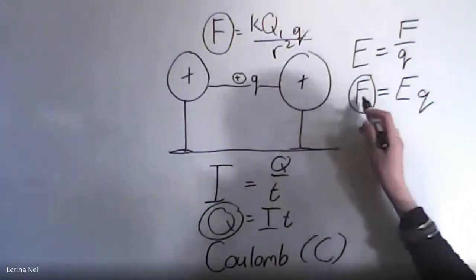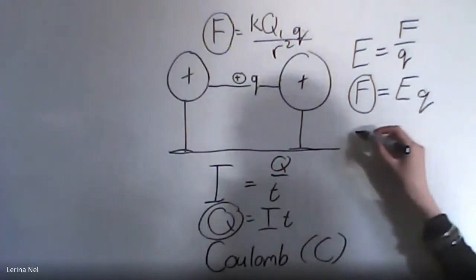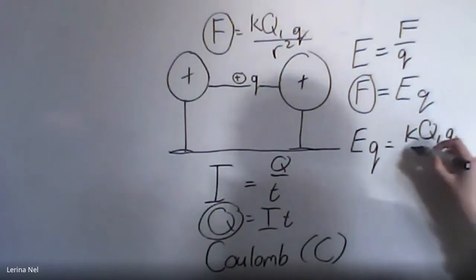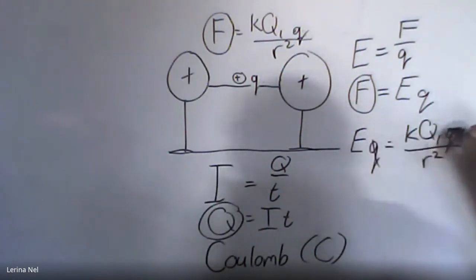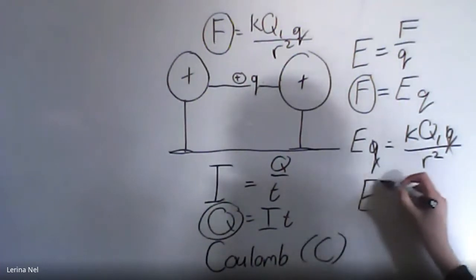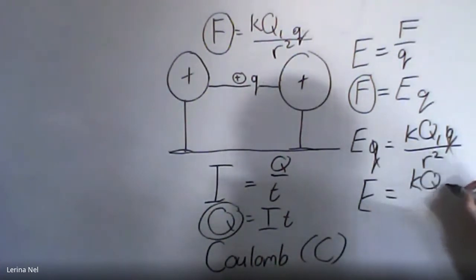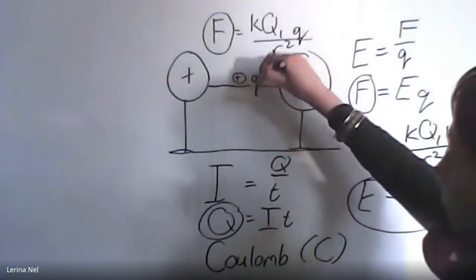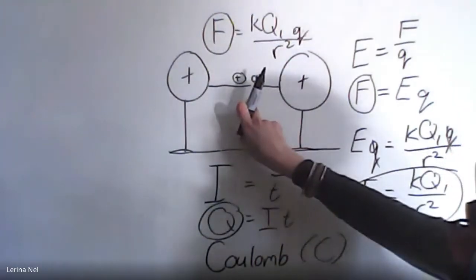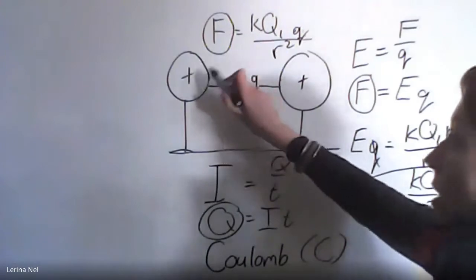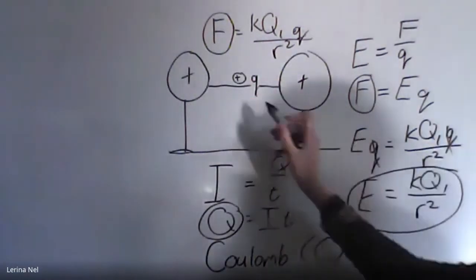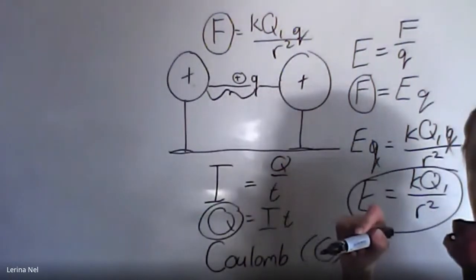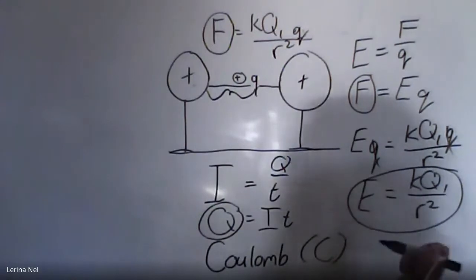Now, if F and F are the same thing, it does mean that EQ is going to be equal to K Q1 times Q over R squared. The Q's cancel out, and therefore electric field is also equal to K Q1 over R squared, which means if I want to determine the electric field that Q experiences at this specific point, I am only interested in the size of this charge, Q1, and the distance between this charge and the point charge. And this is how we calculate electric field.